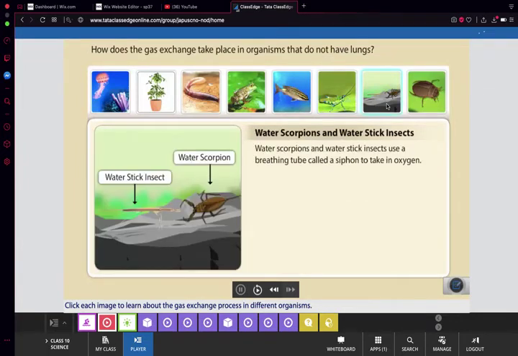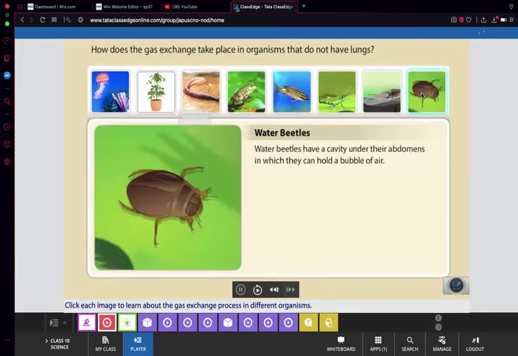Now come to insects such as water scorpions and water stick insects, which breathe with the help of a siphon. The siphon or breathing tube is used to take in oxygen from the surface of the water. And in beetle-like insects, water beetles can stay underwater for long periods because they have a cavity under their abdomens in which they can hold a bubble of air.